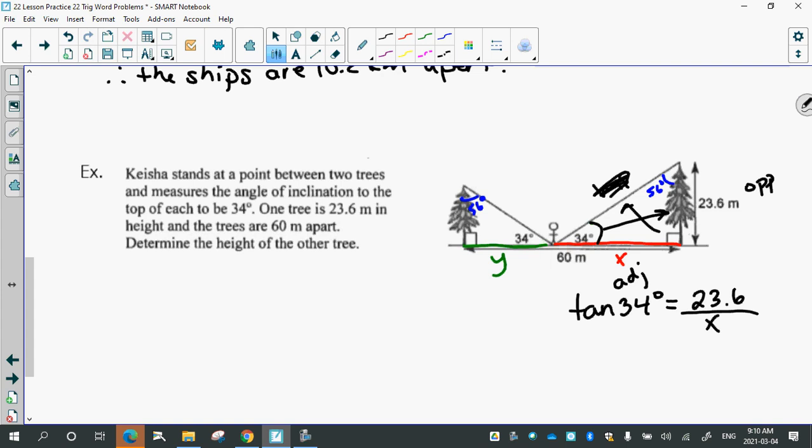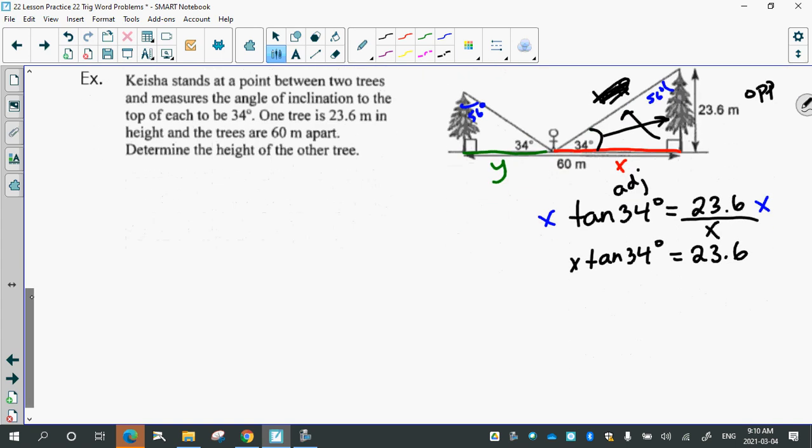So what happens when x is in the bottom? Joss. You multiply both sides by x. Perfect. So x tan 34 degrees is equal to 23.6. And now I'm going to divide by the tan of 34 degrees.